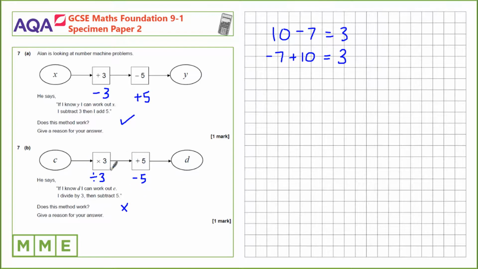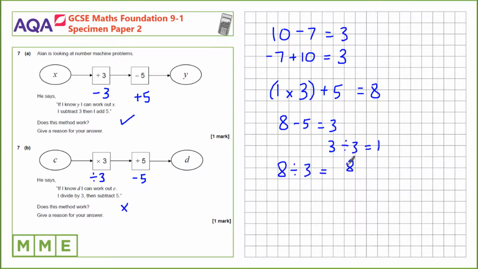For example, let's take an example of C is 1, so multiply by 3, and then add 5, we would get 8. And if we're doing that in reverse, we'd normally do 8 take away 5, which is 3, and then 3 divided by 3, which is 1. However, if we use Alan's method, we would have 8 divided by 3, which is 8 over 3, then subtract 5, which is clearly not 1. So this method doesn't work because we can't rearrange the order of these two operations.